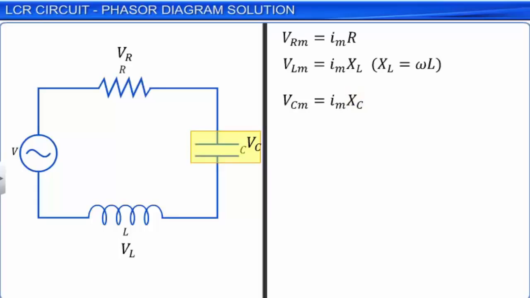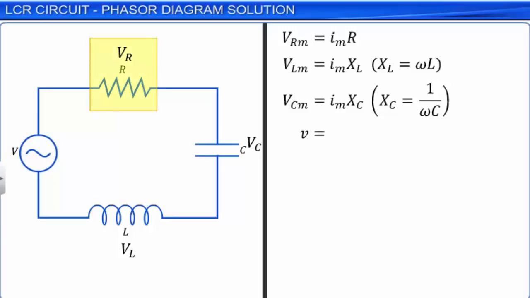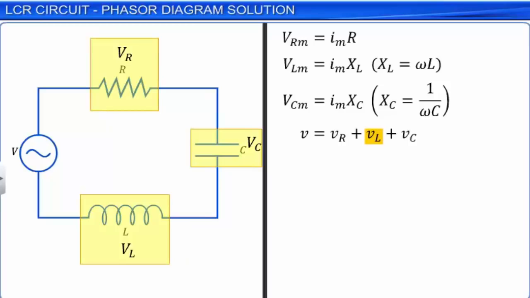The instantaneous total voltage V in the circuit is equal to the algebraic sum of the instantaneous potential differences across the resistor, capacitor, and inductor, represented as VL, VC, and VR respectively. And this can be vectorially represented as the sum of the phasors VL, VC, and VR, which can be calculated as follows.